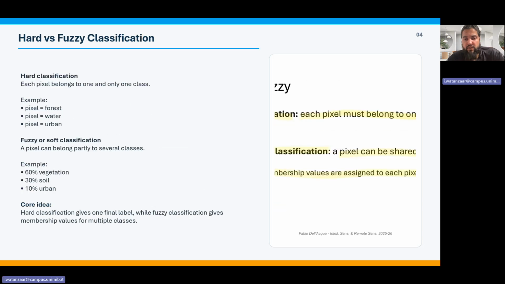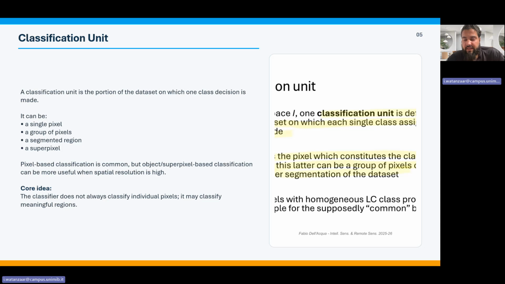And here exactly the classifier is doing the same thing, but the exact decision is made inside the classification unit because the classification unit has the class. A classification unit is the portion of the data set on which one class decision is made. Okay, we have a whole data set of the earth observation data of multiple pixel values or super pixel values, different things, or it could be the object or spatial information. So when it is given to a classifier, the data set is grouped or divided into multiple classes.